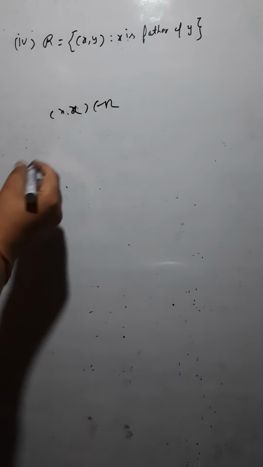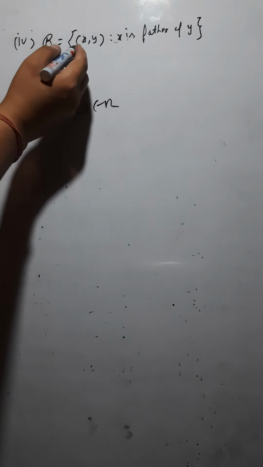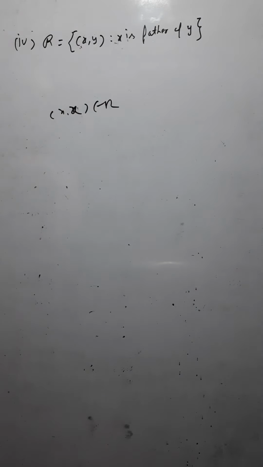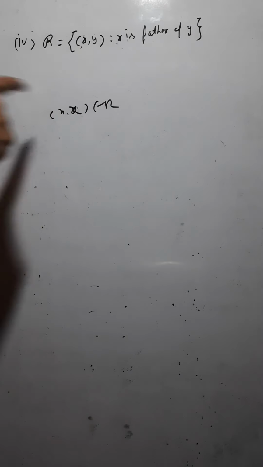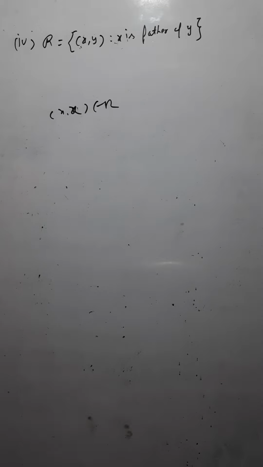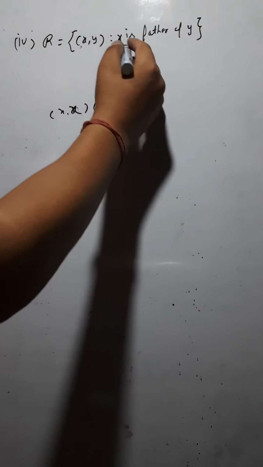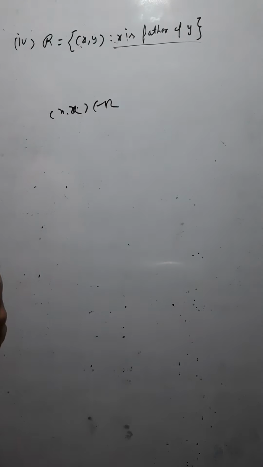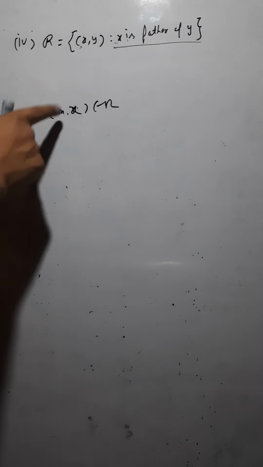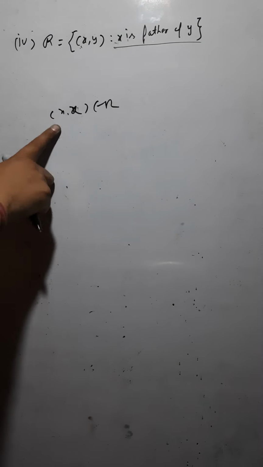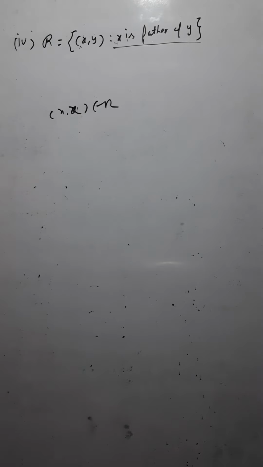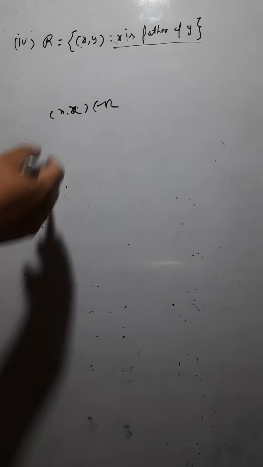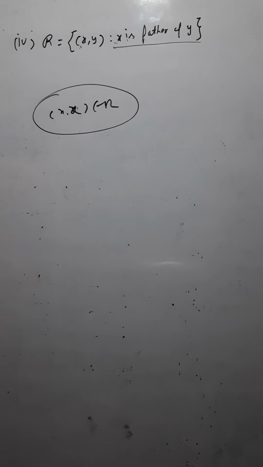Now think, because the first element should be the father of the second element. So how can X be the father of X? Can it be possible? Just imagine. Because the relation says that the first element should be the father of the second one. How can X be the father of himself? Is it possible? No. So I would call the relation not reflexive.